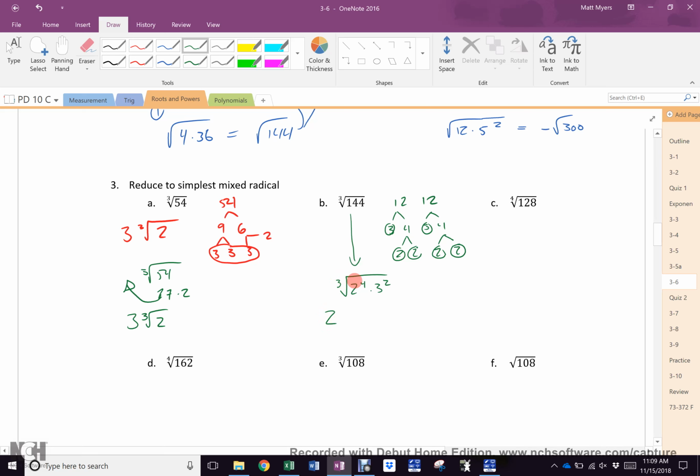I needed 3, I had 4. So what did I leave under there? 1 single 2. Can I get out any groups of 3's? No, so I have to leave the 9 under there. So this becomes 2 cube root 18.